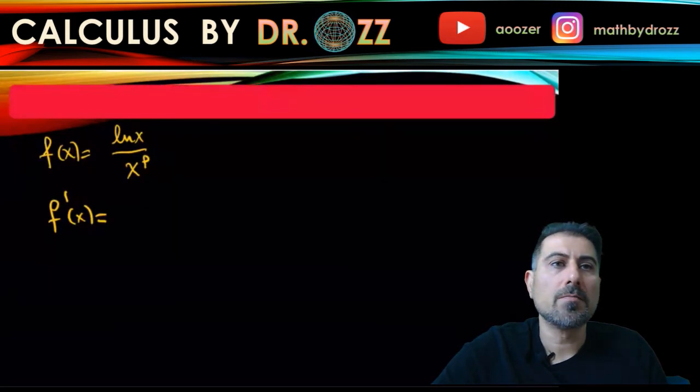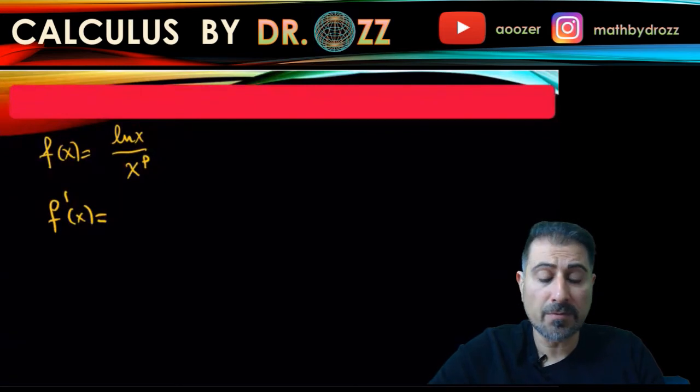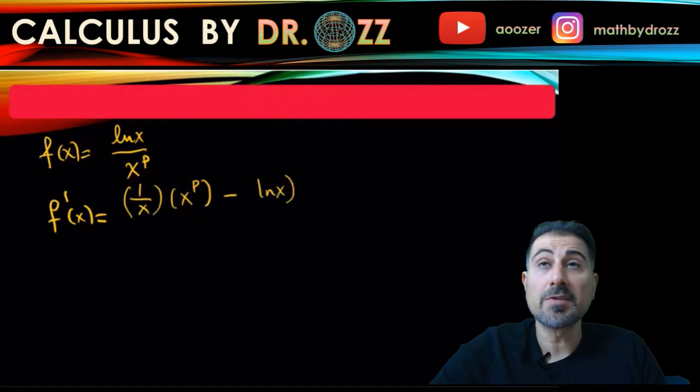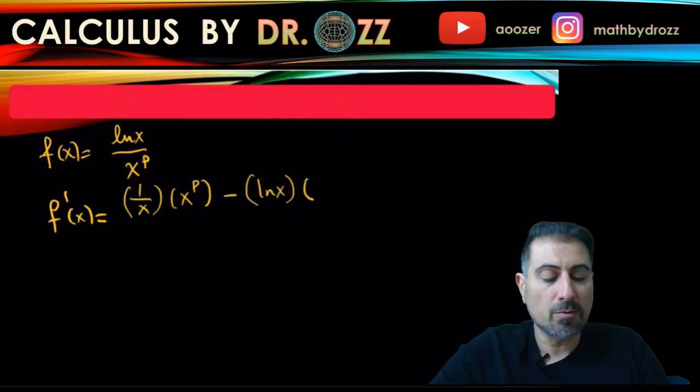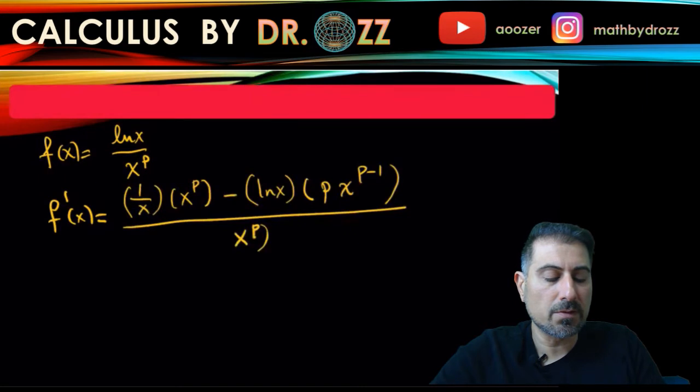All right, let's look at f prime. We're going to use the quotient rule for finding the derivative here. So the derivative of ln x is 1 over x times the bottom minus ln x times the derivative of the bottom. So use the power rule for that, p times x to the power of p minus 1. Okay, all divided by the square of the bottom.